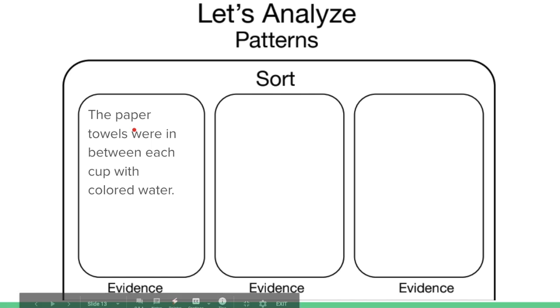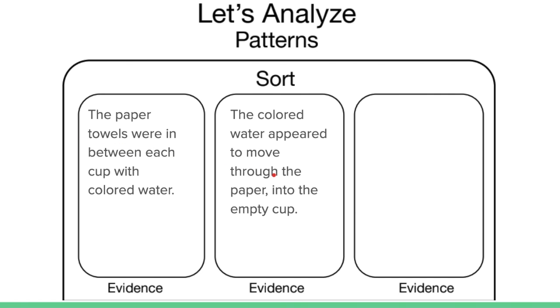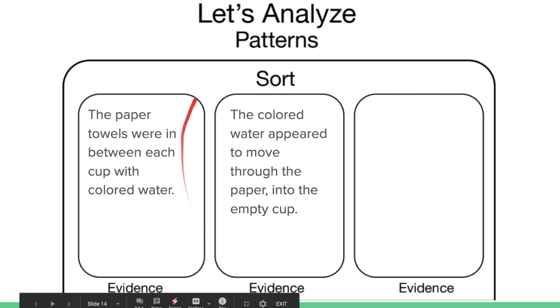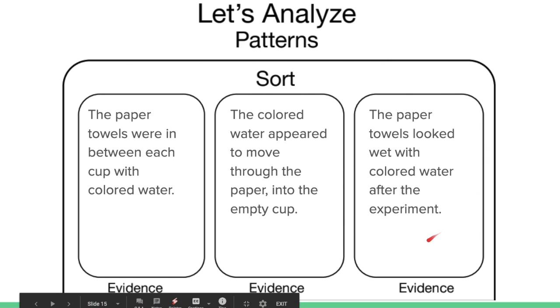So first, the paper towels were in between each cup with colored water. So we saw that, right? That's one of our pieces of evidence. The colored water appeared to move through the paper into the empty cup. Right? We observed that phenomena happening. The paper towel looked wet with colored water after the experiment.